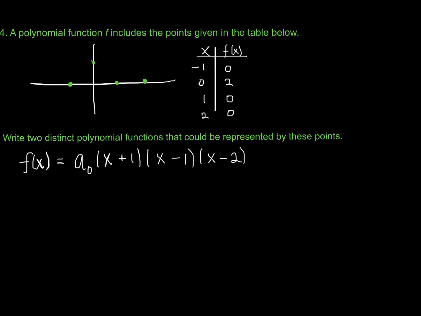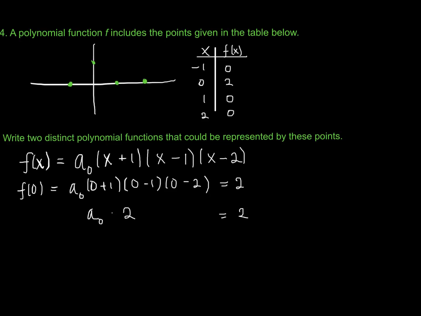If we do that and plug in 0, remember we haven't chosen this value yet, we have a sub 0 times 0 plus 1 times 0 minus 1 times 0 minus 2. And what does this need to equal? It needs to equal 2. So this is 1, this is -1, and this is -2. So we have 1 times -1, which is -1, times -2, which will be a positive 2. So we'll end up with a sub 0 times 2 needs to equal 2.